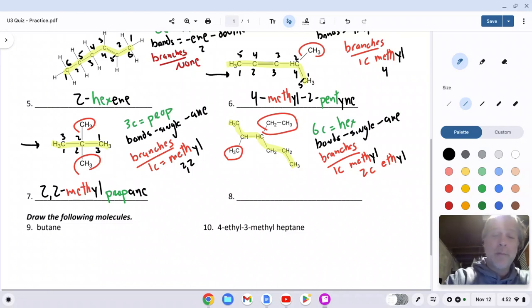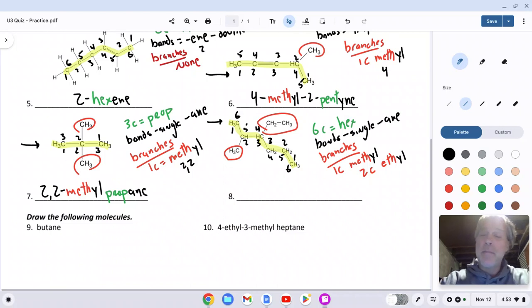Now off to numbering my chain. 1, 2, 3, 4, 5, 6, or 1, 2, 3, 4, 5, 6. And it looks like if I number from left to right, I get to my first branch on the 2nd carbon, and if I number from right to left, I get to my first branch on my 4th carbon. So that means I have to number from left to right.